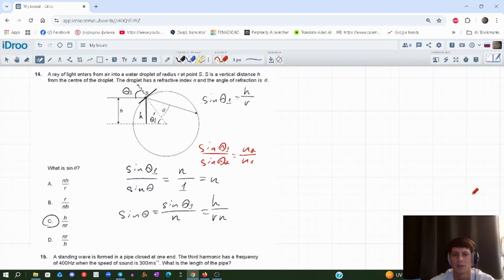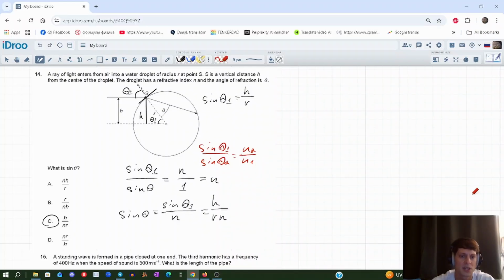The index is for mediums. Second means second medium, the medium where it refracts, and the first medium, the medium where it goes from. So the first medium in our case is the air, and the second one is the water. The index of refraction of the air equals 1. So this n1 is just 1. N2, let's denote it as just n, and theta 2, let's denote it as theta because it's actually theta here. So sine of theta 1 divided by sine of theta equals n.